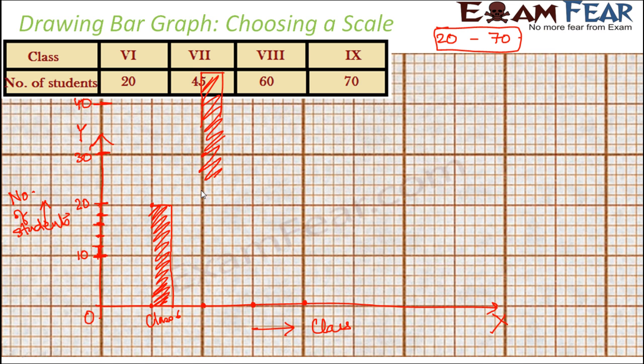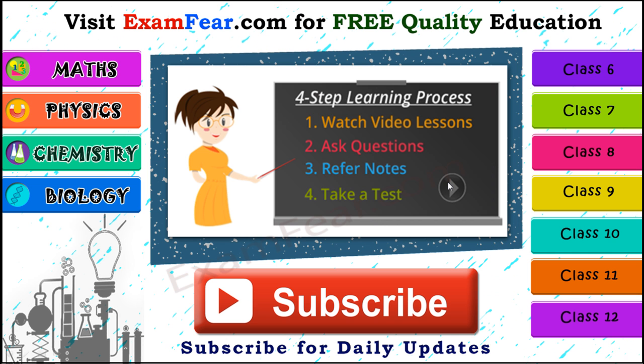And then this bar that you get represents class 7. Similarly, class 8 would go even till 60, class 9 would go even till 70. So in this fashion, you will draw your bar graph.